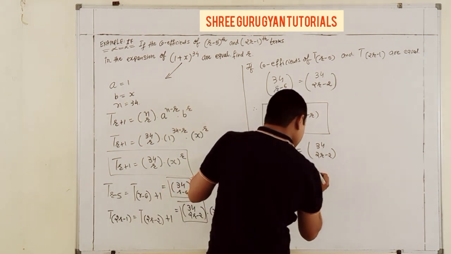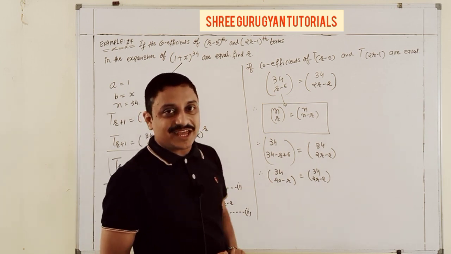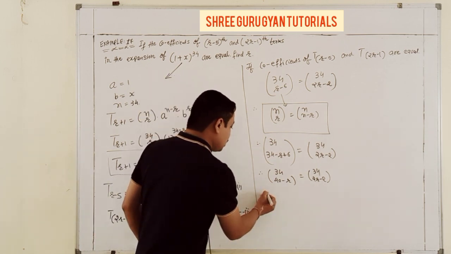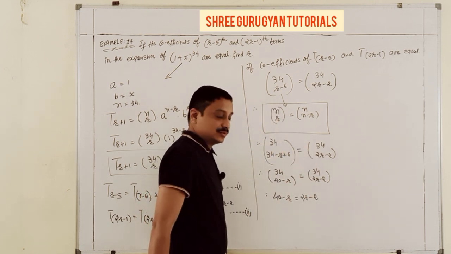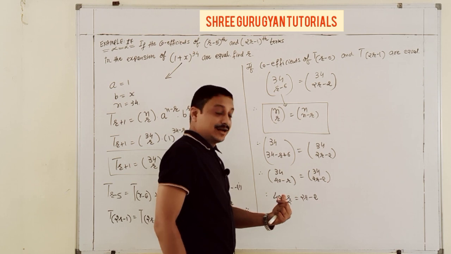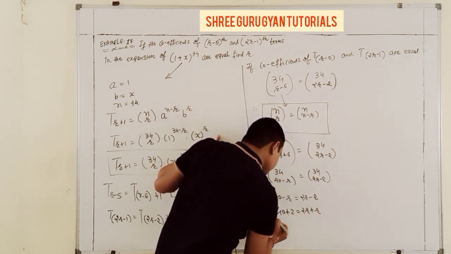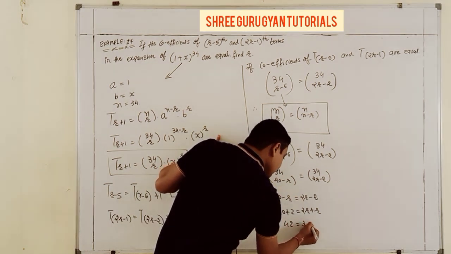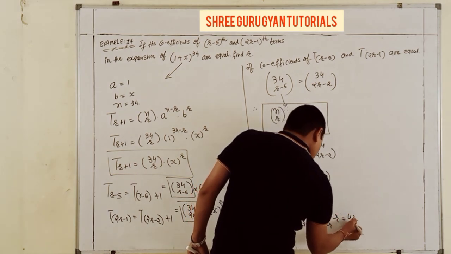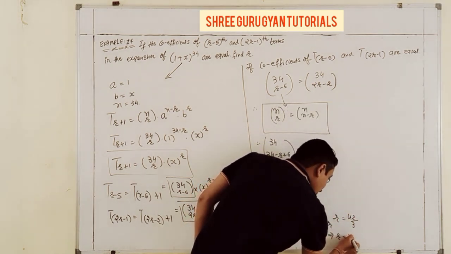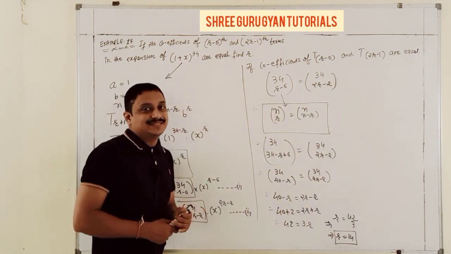Here same students, 34C(2r minus 2). Indirectly you can get the final value by comparison: 40 minus r equals 2r minus 2, this and that. Now simplify: 40 plus 2 equals 2r plus r, it gives 42 equals 3r. So what is r equal to? 42 by 3, r is equal to 14. And here students, this r equal to 14, easily done.